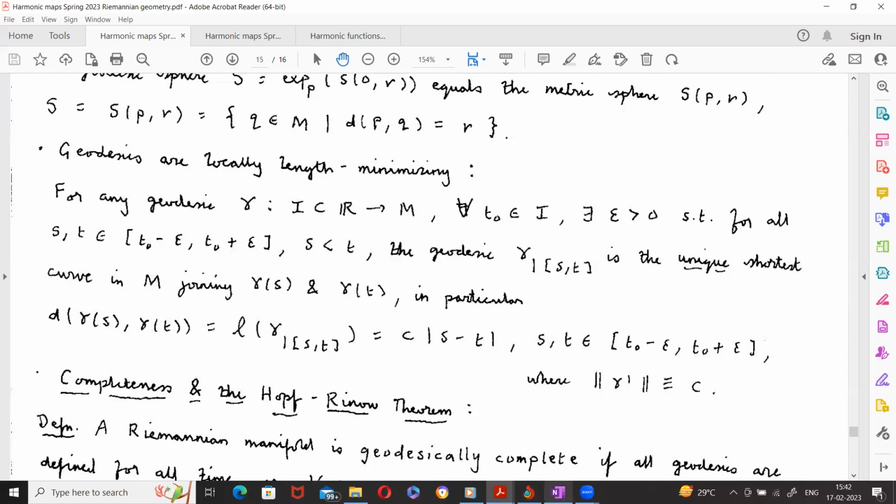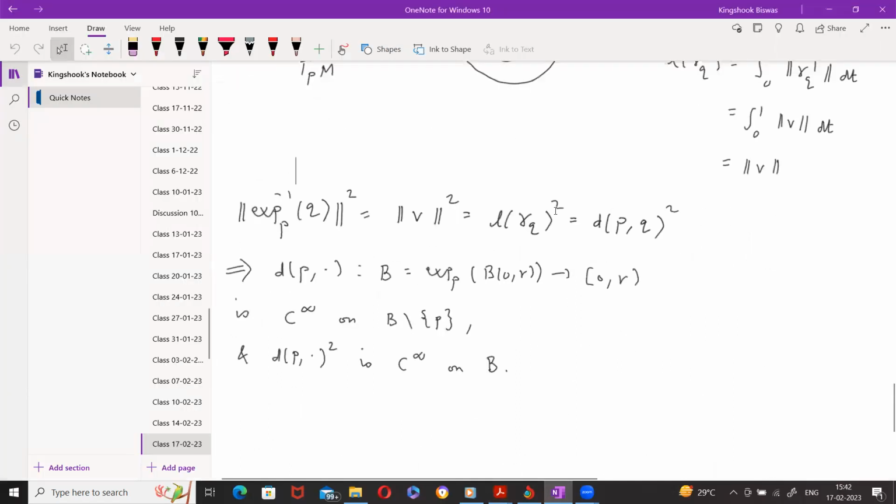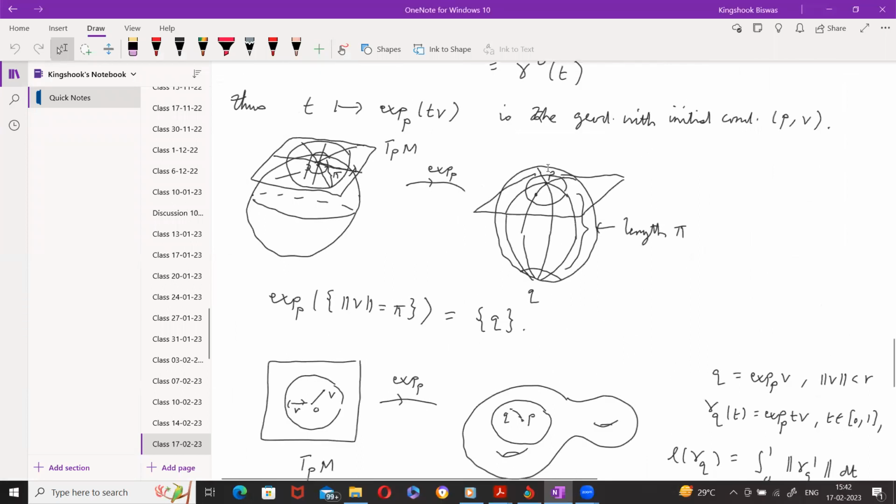Okay, so you can see that in this picture, let's say for S2, if I take these geodesics, then for short times from P to this point, this geodesic is the shortest curve. It's length minimizing. And in fact, it's going to be length minimizing until I come to length pi. Until I come to length pi, it will be length minimizing.